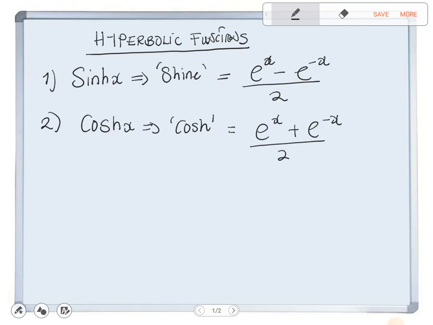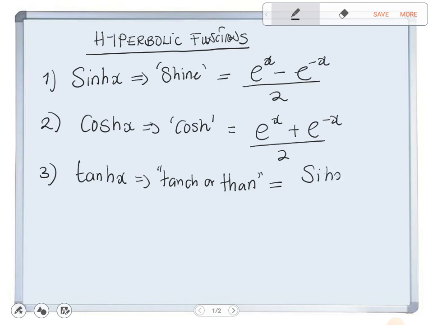Well, let's look at tan. In terms of tan, we pronounce it as "tanh" or "than". You see now? This one is pronounced as "tanh", or you can pronounce this one as "than". This is how you pronounce it. And you know that when you go back to trigonometry, we said tan theta is just equal to what? Sine theta over cos theta, right? Even here it's the same. You see? It is sinh x over cosh x.